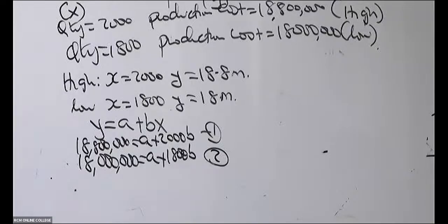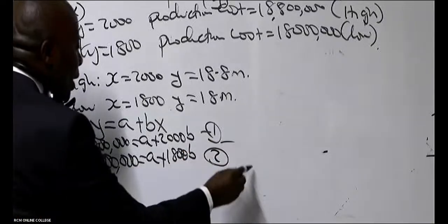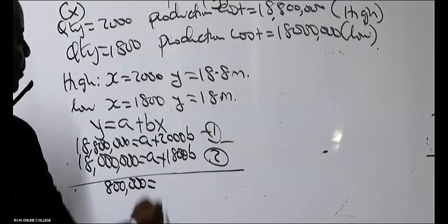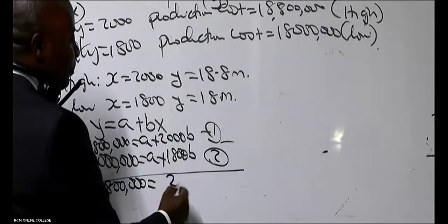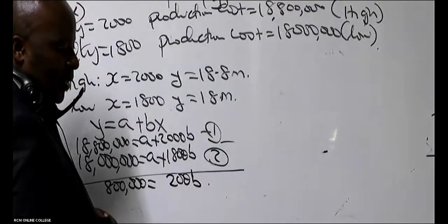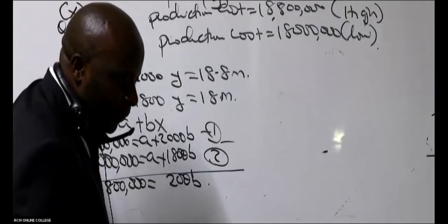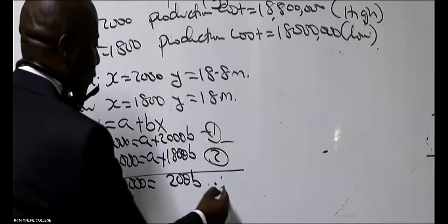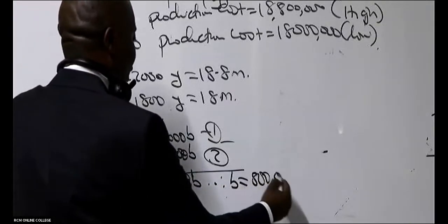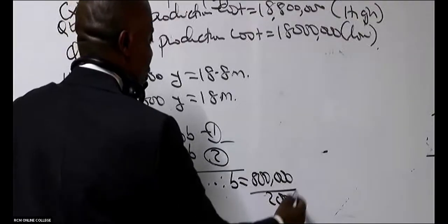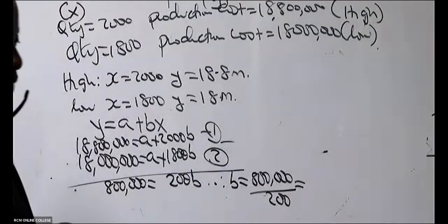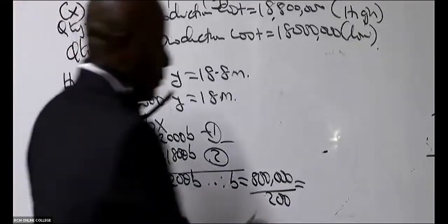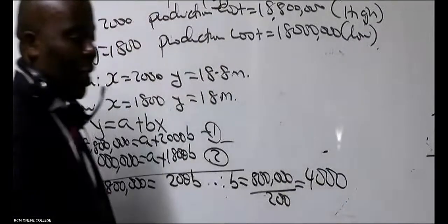So eliminate a. What do we have here? Abracadabra. We are subtracting. So this gives us 800,000. This disappears. This gives us what here, somebody? 200b, isn't it? Yeah. Therefore, B will be 800,000 divided by what here? 200. So 800,000 divided by 200 gives us how many? 4,000. The online ninjas, are they able to see that 4,000?